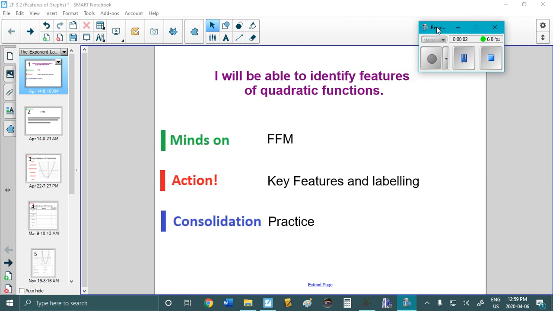Okay, hello folks. This is our second lesson in the Introduction to Quadratics unit. You don't really know much about what quadratics are at this point, and in this lesson I essentially am going to tell you what quadratics are, what the graphs look like, and what the different parts of the graphs are. It should be a pretty easy lesson.